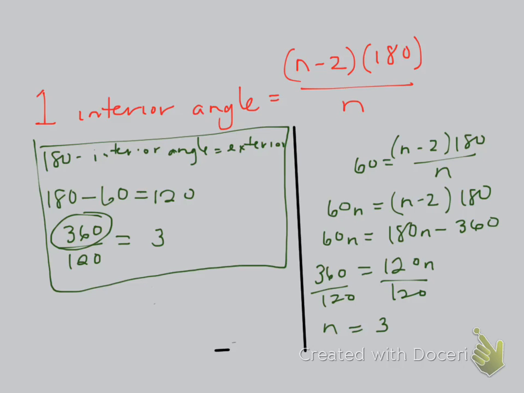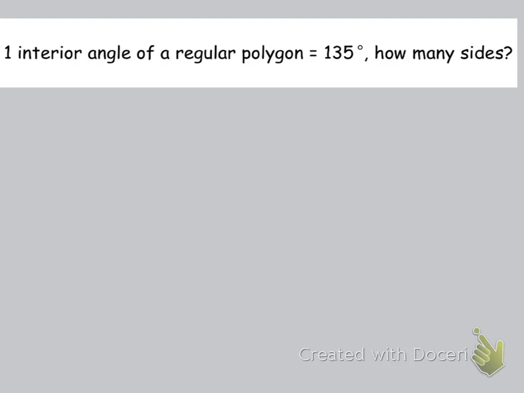So for example, if we do this problem right here, it says the interior angle of a regular polygon is 135. How many sides does it have? Well, take 180 minus our interior angle, which is 135, and that's going to give us our exterior angle, and that's going to be 45 degrees. Okay, so what you end up doing is doing 360 divided by 45, which is going to give you 8. It's going to be 8 sides.